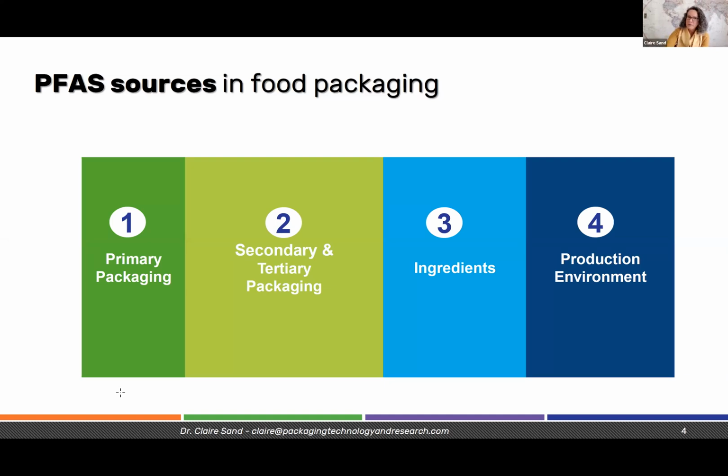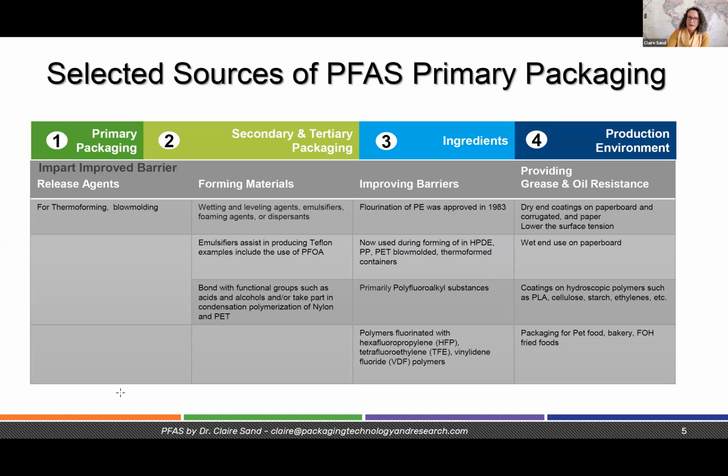So these are where PFAS comes in through packaging. This is primary packaging, and you're going to have a copy of these slides, so I'm not going to go through each one. But one we're going to highlight quite a bit is grease and oil resistance, specifically with paperboard. That's where we're seeing a lot of press in grease and oil resistance, especially with front of house, and I'm sure we'll get Carl's thoughts on that.